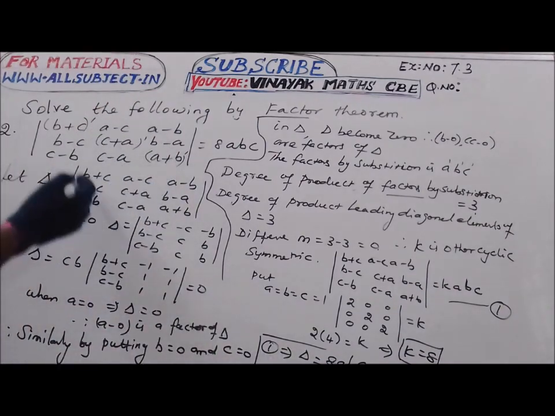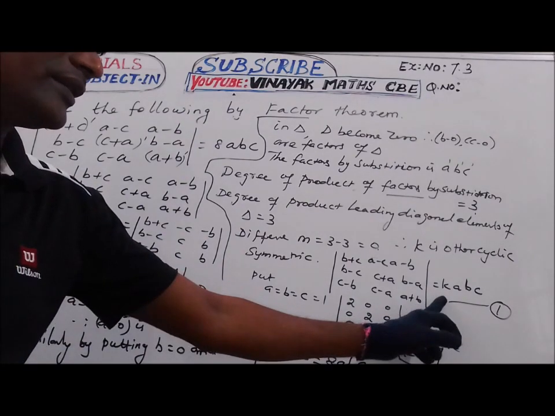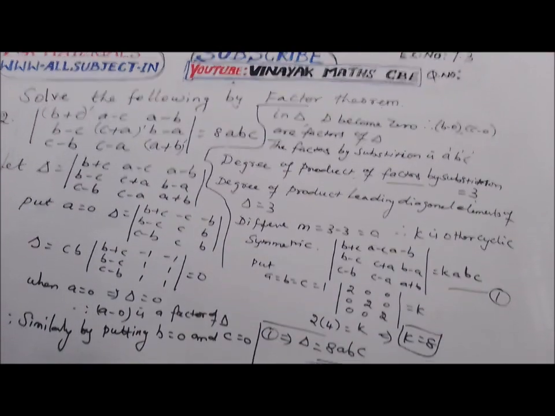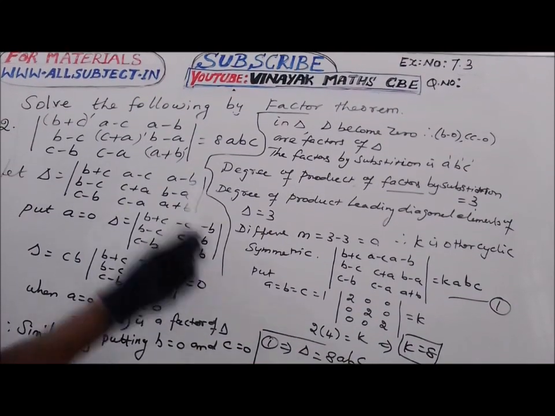Delta is nothing but the given determinant. We have taken the given determinant as delta, so the delta value, substituting k equal to 8, 8abc will be the answer. So finally we have got delta equal to 8abc. Delta is nothing but the determinant.